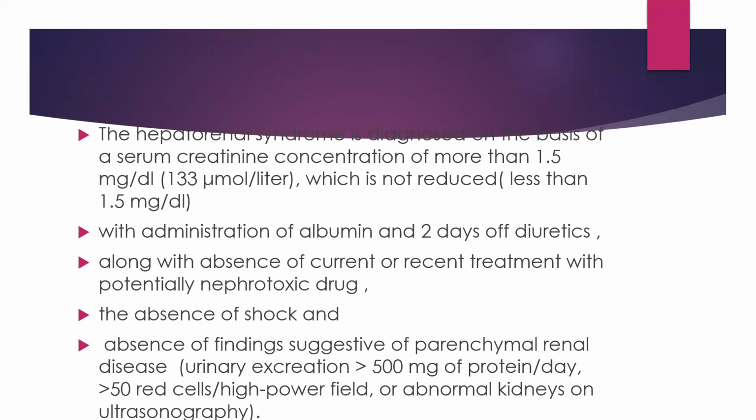creatinine concentration of more than 1.5, which is not reduced with administration of albumin and 2 days off diuretics, along with the absence of current or recent treatment with potentially nephrotoxic drugs, the absence of shock, and the absence of findings suggestive of parenchymal renal disease, that is urinary excretion of more than 500 mg of protein per day, more than 50 red cells in a high power field, and abnormal kidneys on ultrasound.